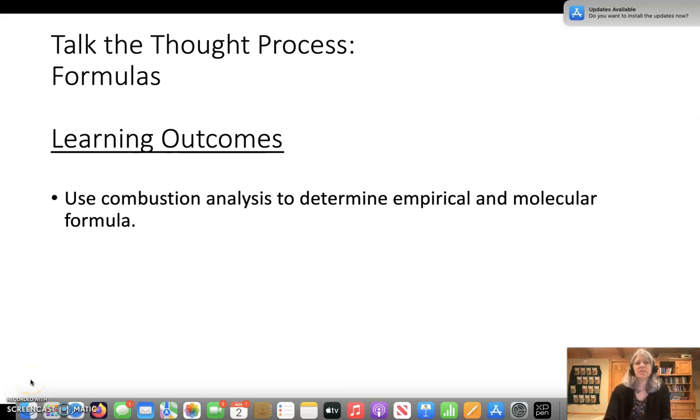So today in Talk the Thought Process, we're going to talk through how we determine the formulas of chemical compounds by analyzing what they're made of. And we do that through a process called combustion analysis. That's often used for organic compounds where we have carbon and hydrogen and sometimes some other elements like oxygen and nitrogen. These are very important in biological systems.